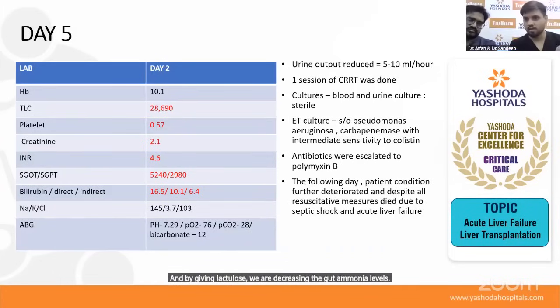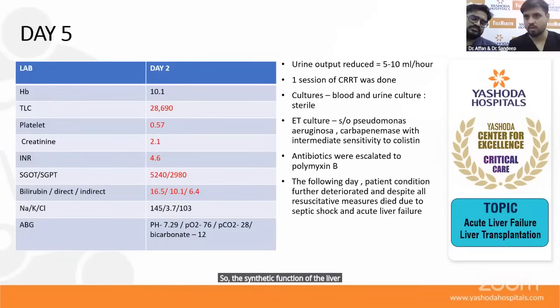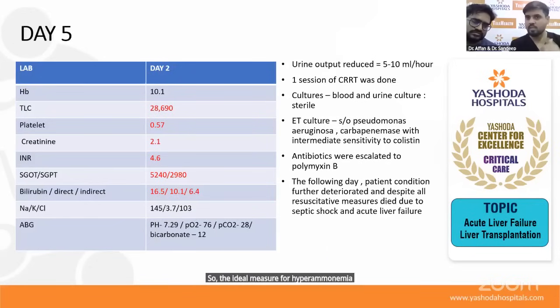But in cases of acute liver failure, we are dealing with hepatocellular necrosis. So the synthetic function of the liver is already gone. Because of that, treating the gut ammonia will not help us, because the urea cycle is failing in my case. So the ideal measure for hyperammonemia in my case will be to start him on CRRT.